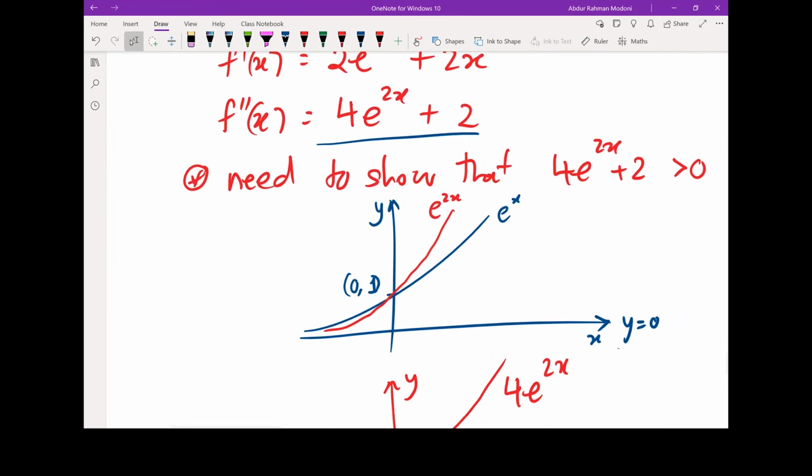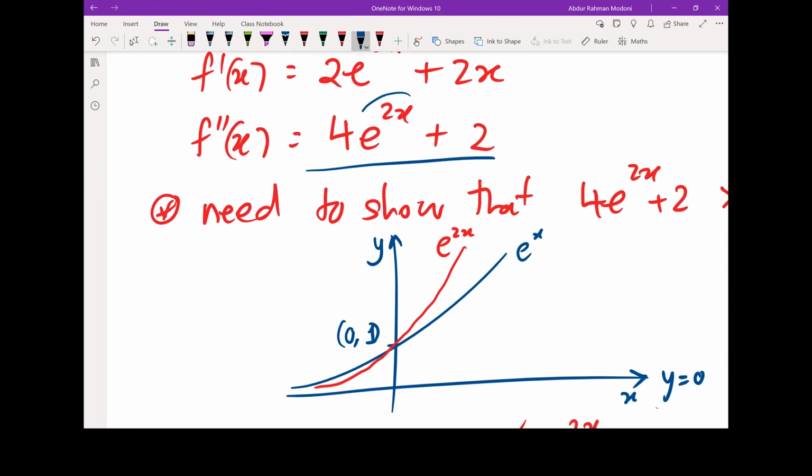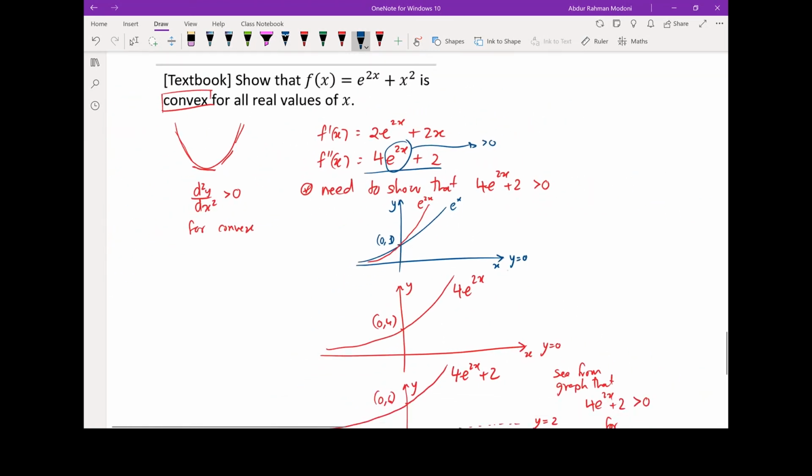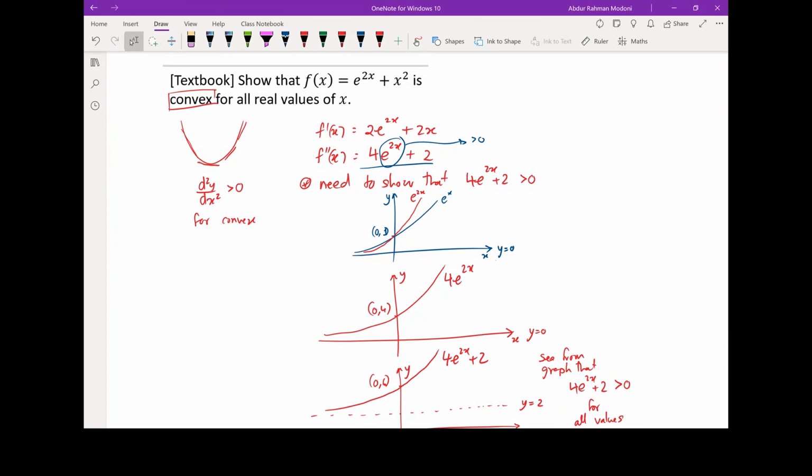So if e^(2x) is greater than 0, i.e. a positive number, and we multiply this positive number by 4, it's still going to be positive. Add 2 to that positive number, it's still going to be positive. Therefore, it's greater than 0. So that could be another logical argument that you might write down. You would say e^(2x) is always greater than 0. Multiplying it by 4 still keeps it positive. Adding 2 still keeps it positive. So we've looked at a graphical as well as an algebraic explanation to show that.